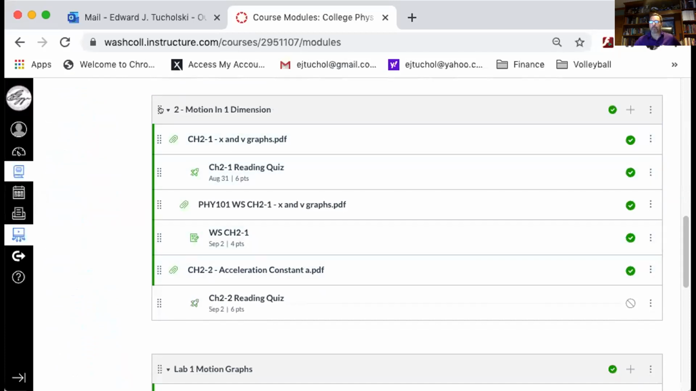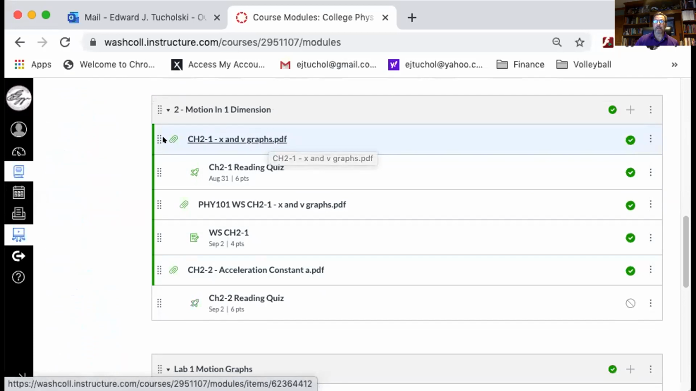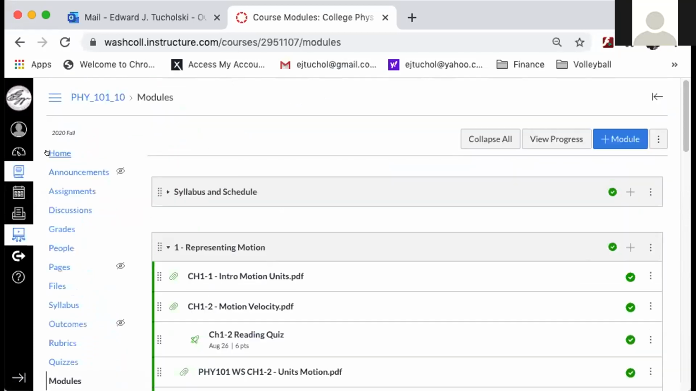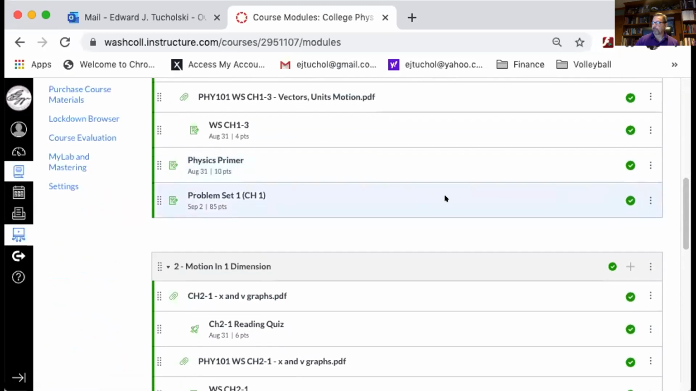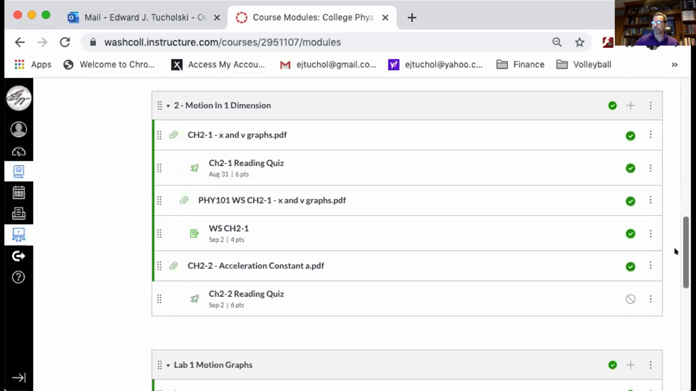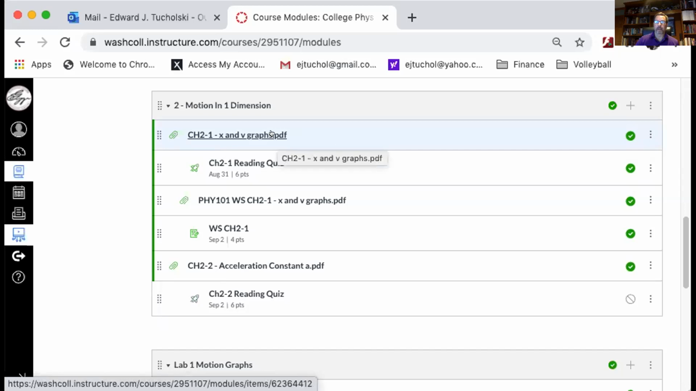Since I've just started populating chapter 2, motion in one dimension, you can see what each class entails in Canvas for you. On the side here, in either home or modules, you can find all of this. Chapter 2, this is the PowerPoint notes. It's in a PDF document because that renders my equations properly. If I just gave you the PowerPoint, sometimes depending on what equation editor you have, the equations might show up looking wacky. So it's a PowerPoint, but it's saved in PDF format.